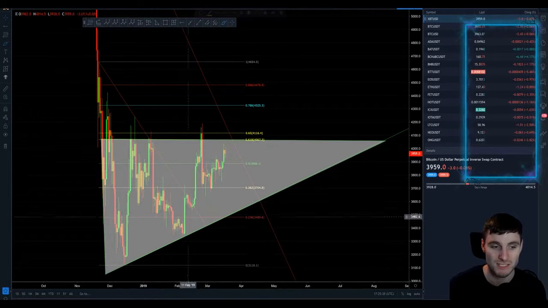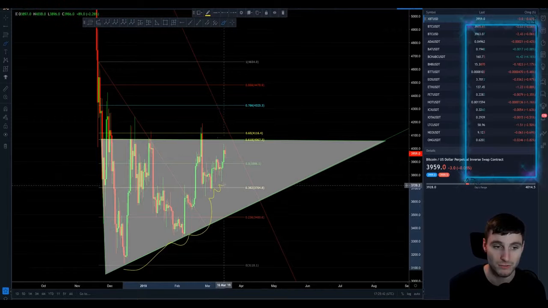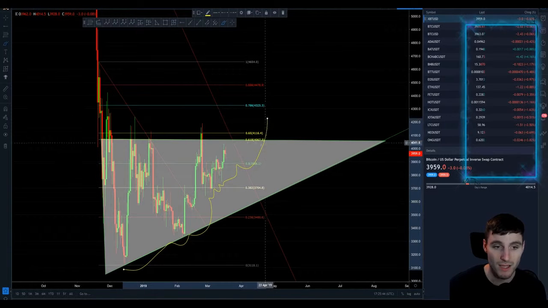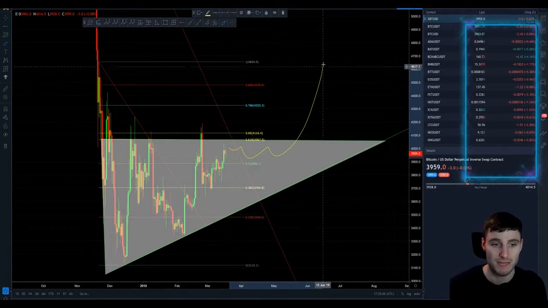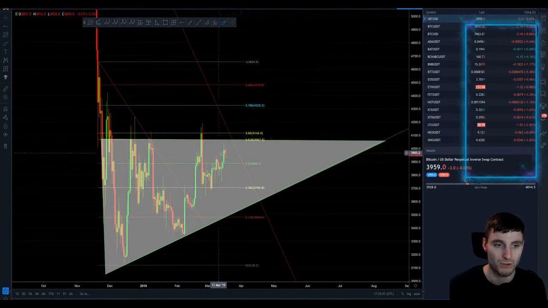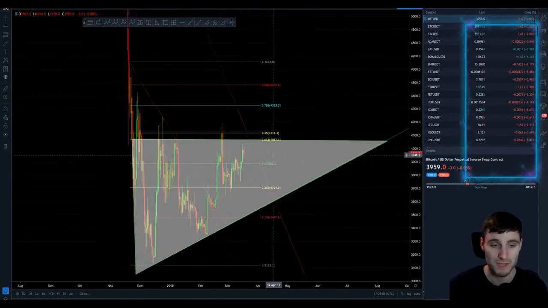This resistance is getting weaker and weaker. Bulls are forcing the price up with higher lows each and every time. That would be the most bullish scenario right now, looking at this triangle and expecting a break upwards. You'd want to break up with a candle close above and then continue onwards. So that would be the bullish scenario.